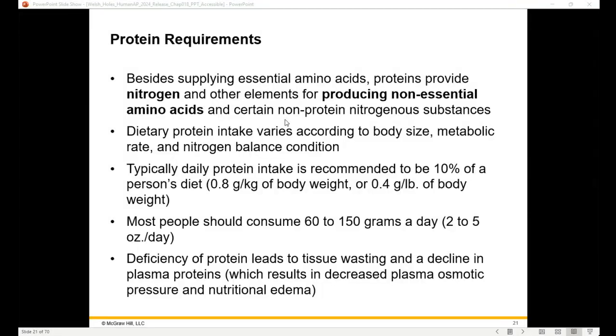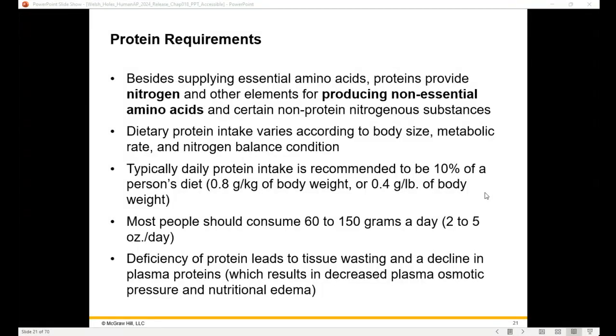Your protein requirements. Besides supplying essential amino acids, proteins provide nitrogen and other elements for producing non-essential amino acids and certain non-protein nitrogenous substances. Dietary protein intake varies according to the body size, metabolic rate, and nitrogen balance conditions. Typically, daily protein intake is recommended to be 10% of a person's diet.